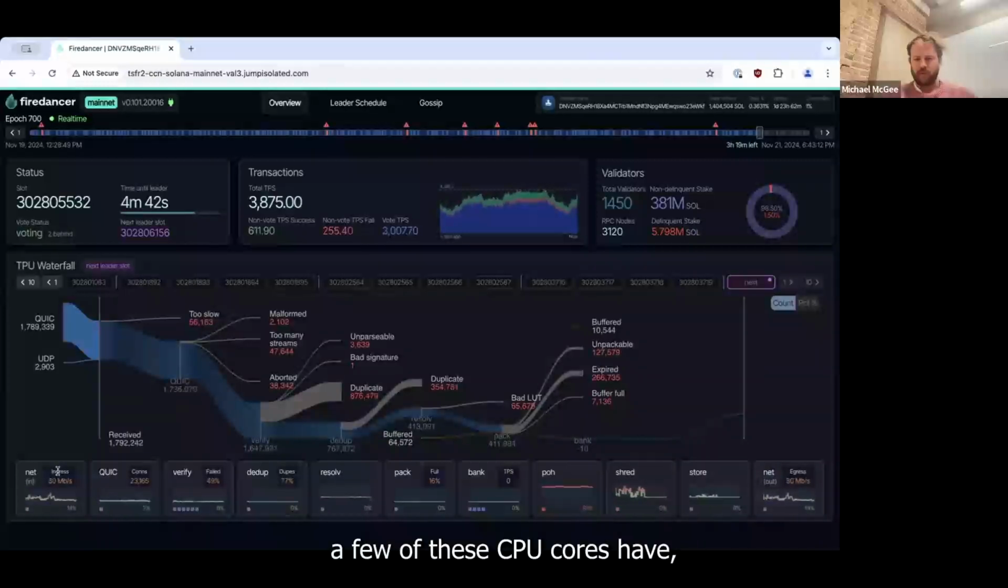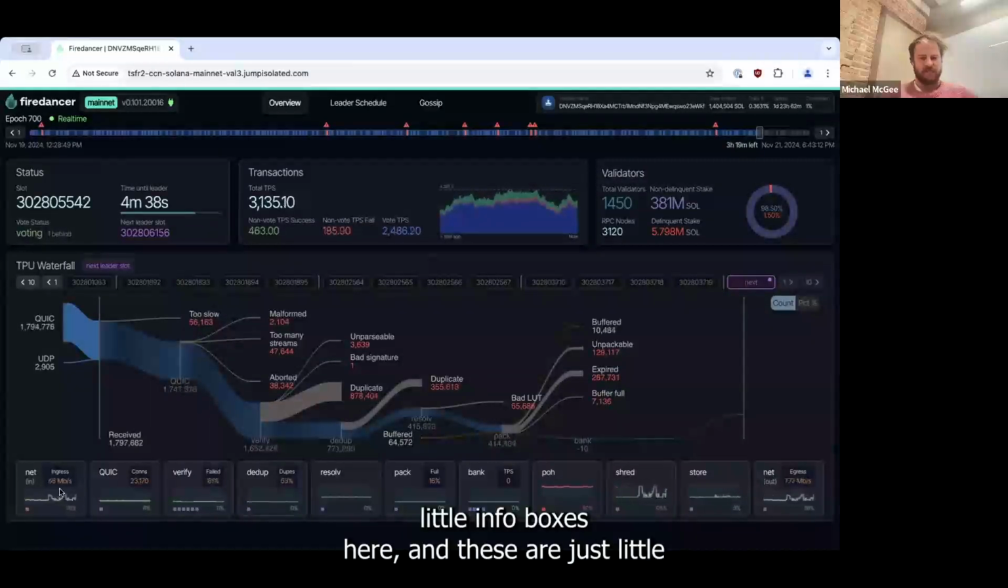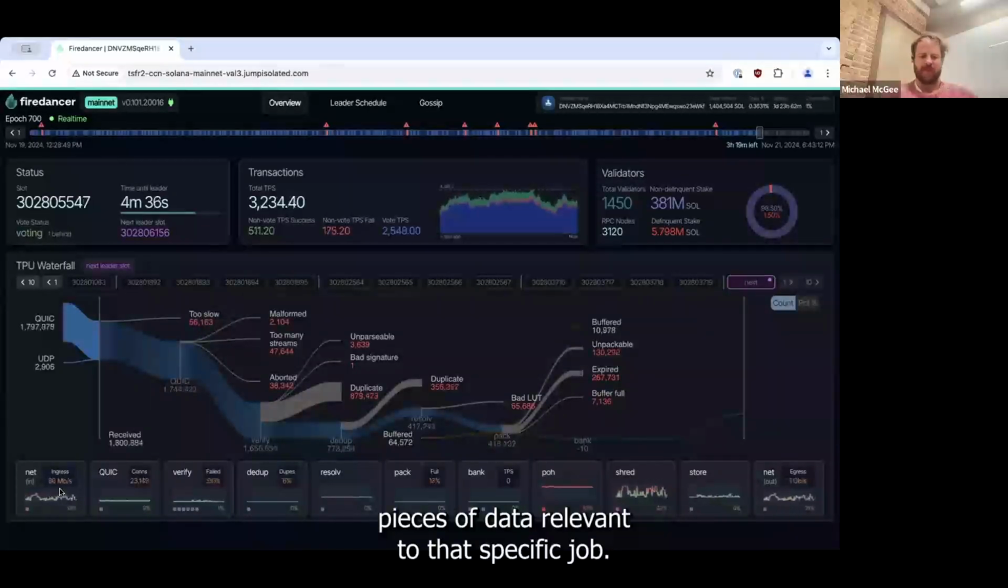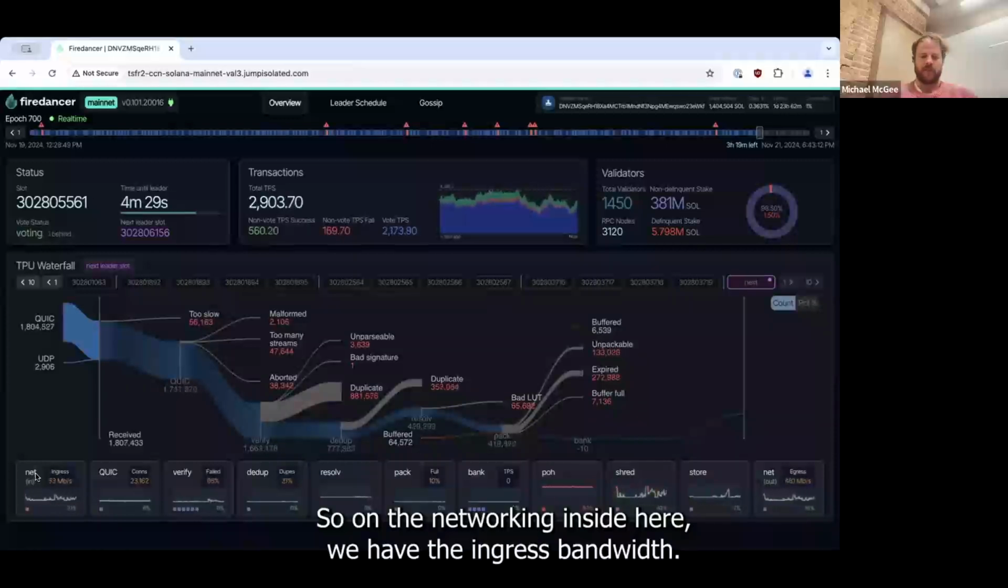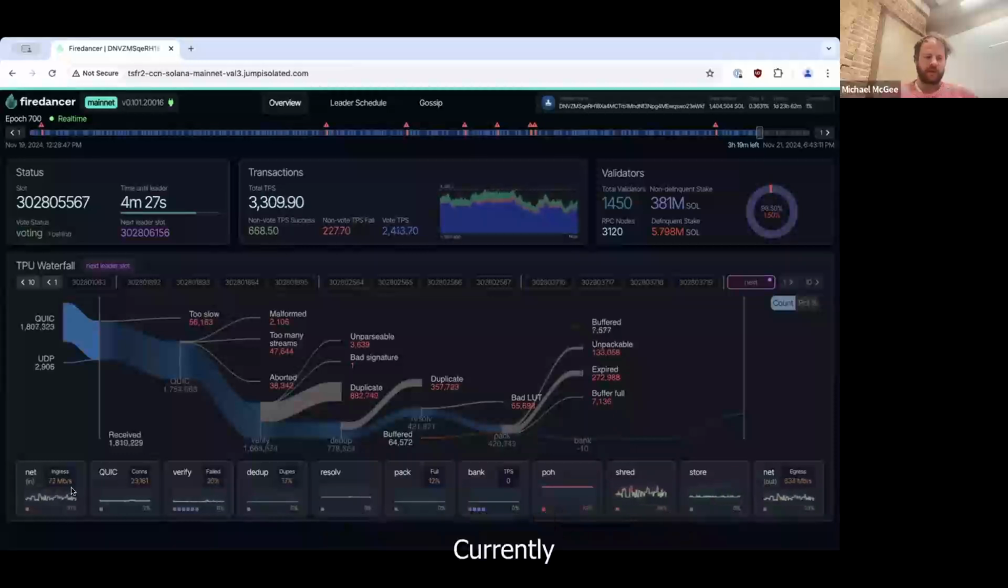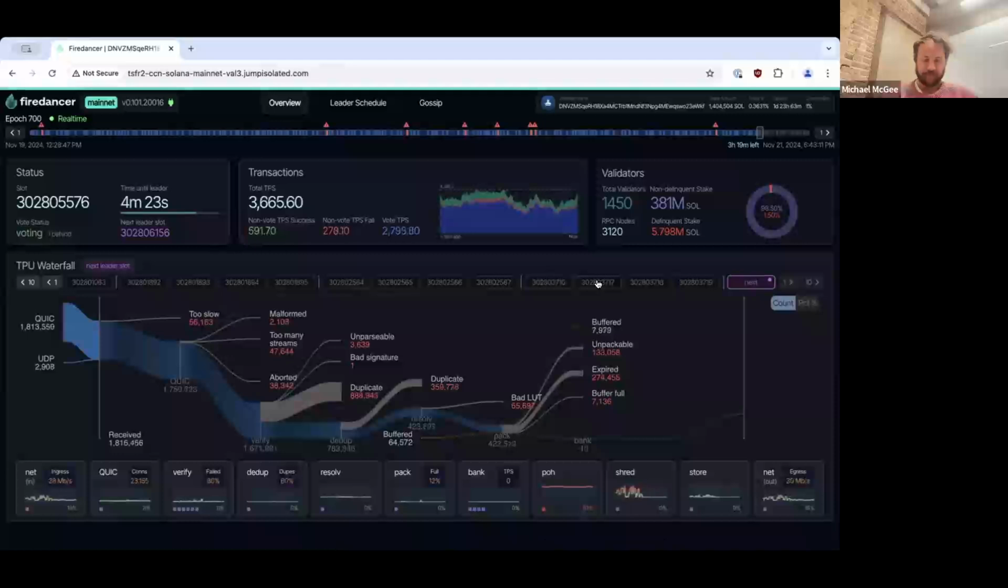A few of these CPU cores have little info boxes here, and these are just little pieces of data relevant to that specific job that you might be interested in. So on the networking side here, we have the ingress bandwidth currently around 70 megabits a second.